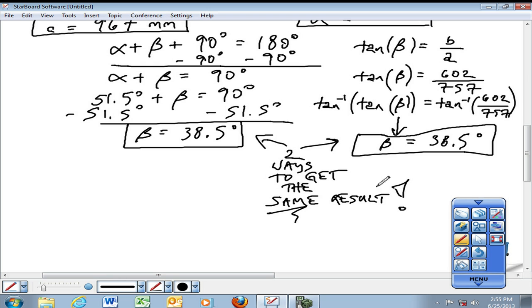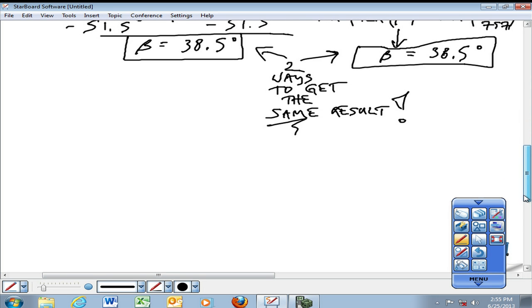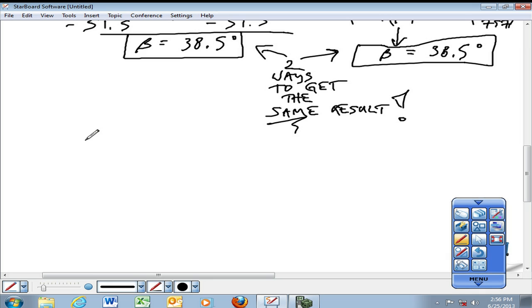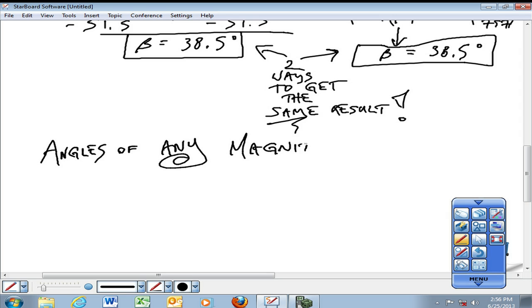Now that we've covered just a little bit about trig functions and, of course, inverse trig functions, we're going to move on to some more fun. In other words, this idea of angles of any magnitude.